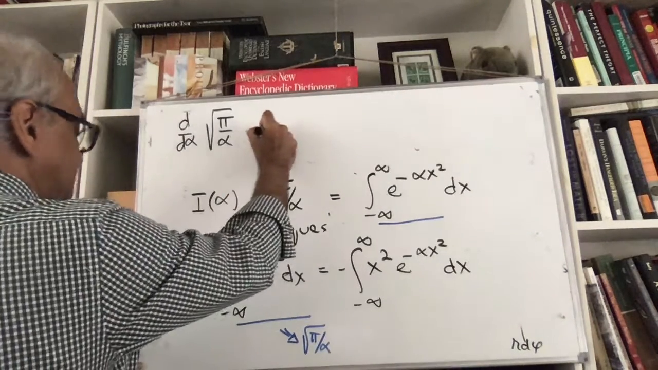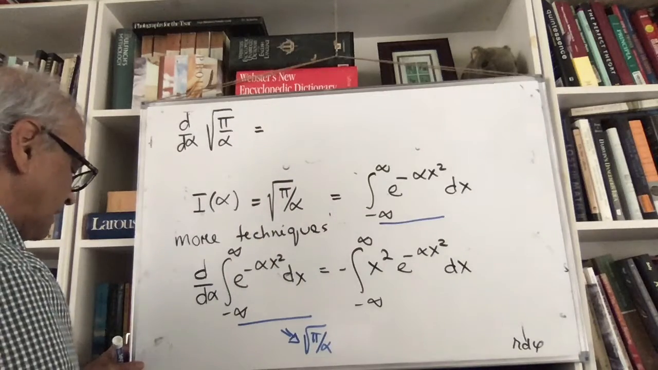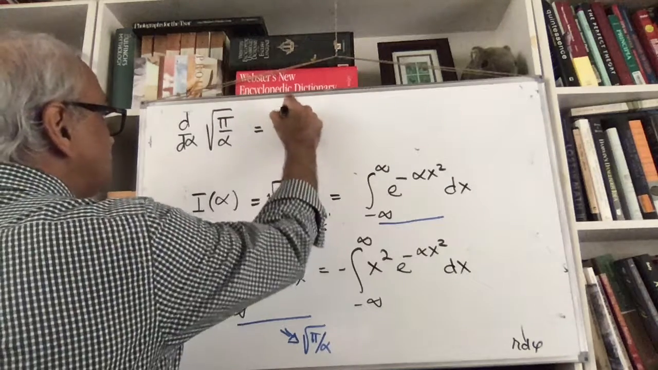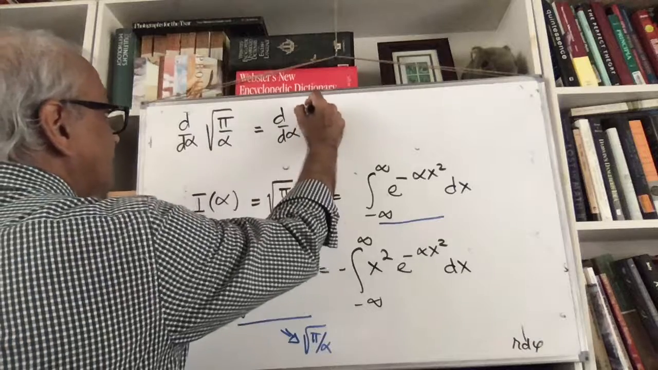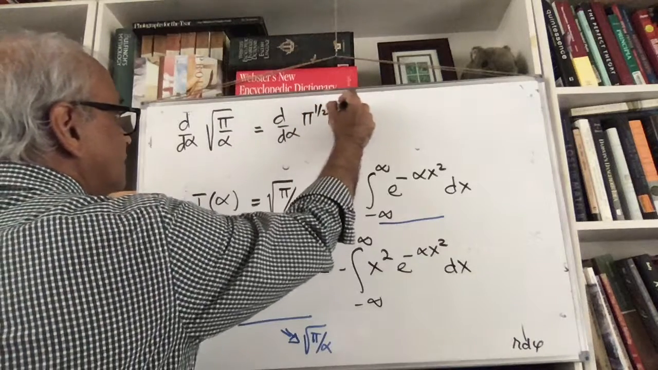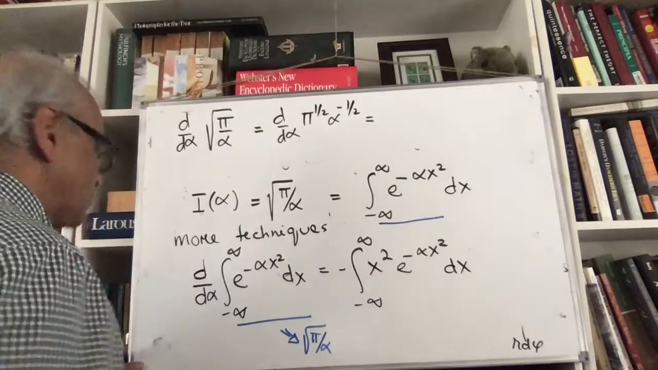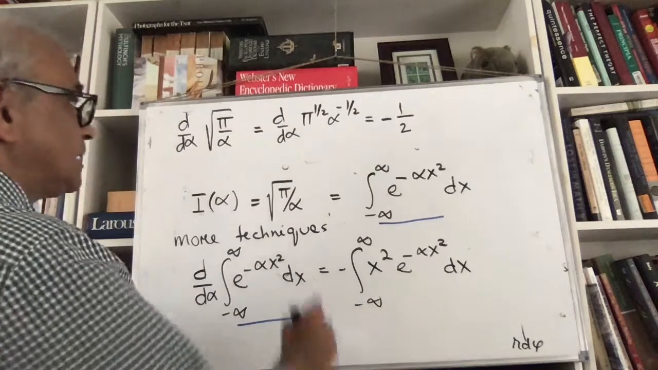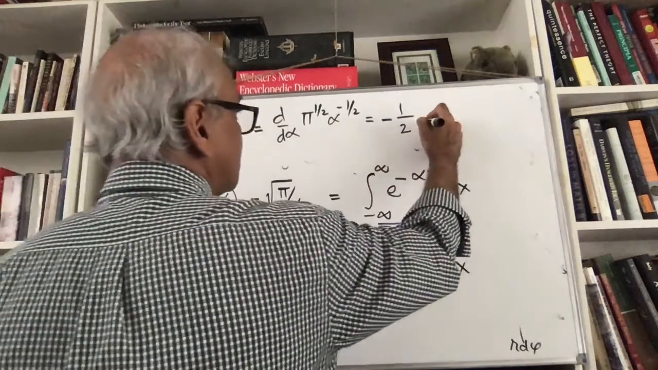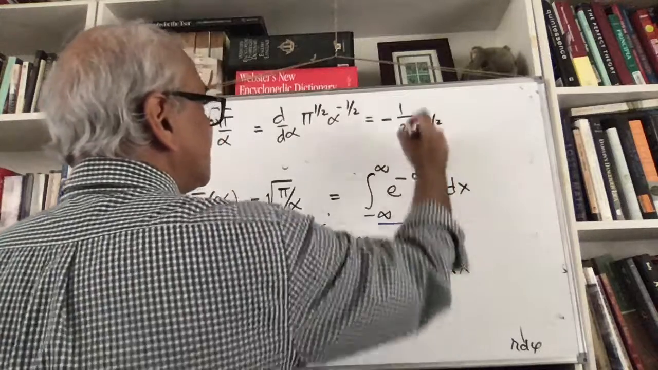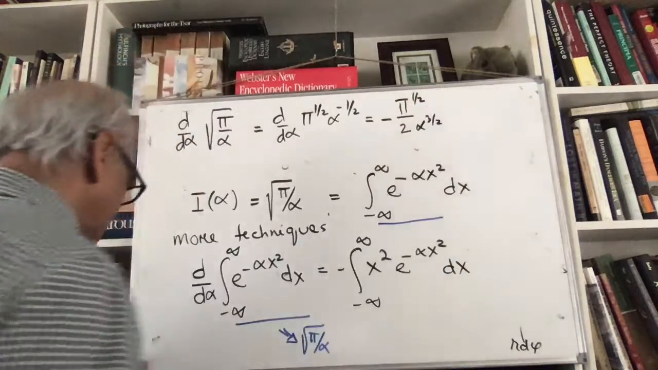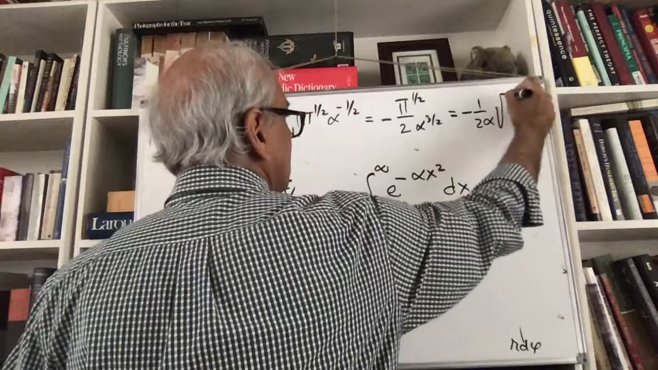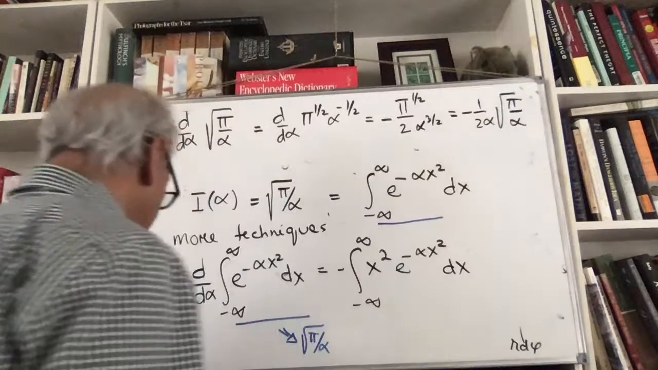What you get here, well, sometimes one actually wants to write it out in full form. So d over d alpha, I have root pi times alpha to the power minus half. When you bring it out, it would be minus 1 over 2, and then alpha would be to the power 3 over 2, and pi would be simply that. This one I can write out as minus 1 over 2 alpha times root pi over alpha.